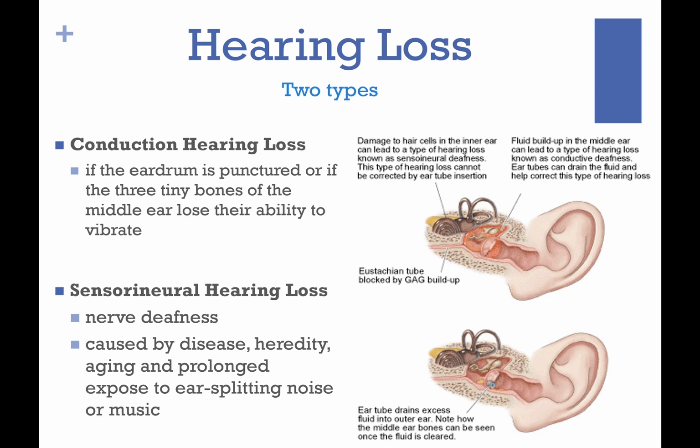Again, you can kind of see how it works. You have the eustachian tube, an ear tube that drains excess fluid into the outer ear, and the middle ear bones can be seen once the fluid is cleared. Conduction hearing loss obviously is damage that happens to the outer or the middle ear.